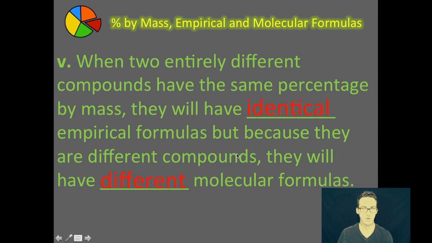And lastly, when 2 entirely different compounds have the same percentage by mass, they will have identical empirical formulas. Again, the same ratio of one element to the next. But because they're different compounds, they will have different molecular formulas. So just something to watch out for. Sometimes we have identical empirical formulas, but different molecular formulas.